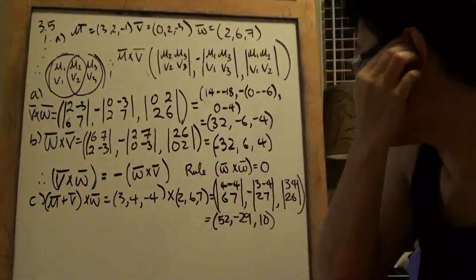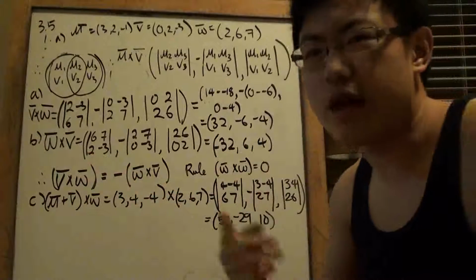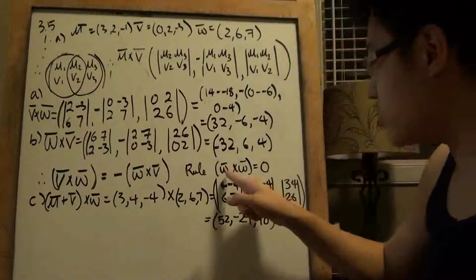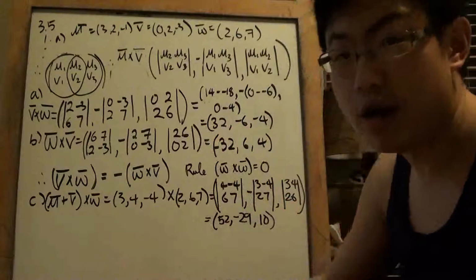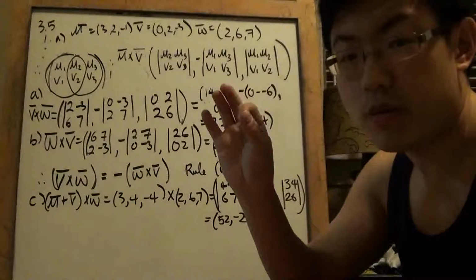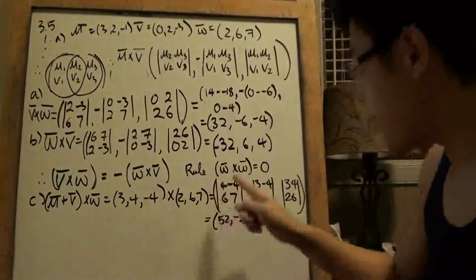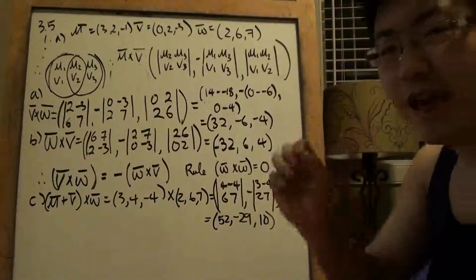So that's actually one of the rules, right? Another interesting rule that will become handy: if you are doing a cross product of a vector with itself, it's always, always, always 0, right? So remember that. That will become really handy later on.